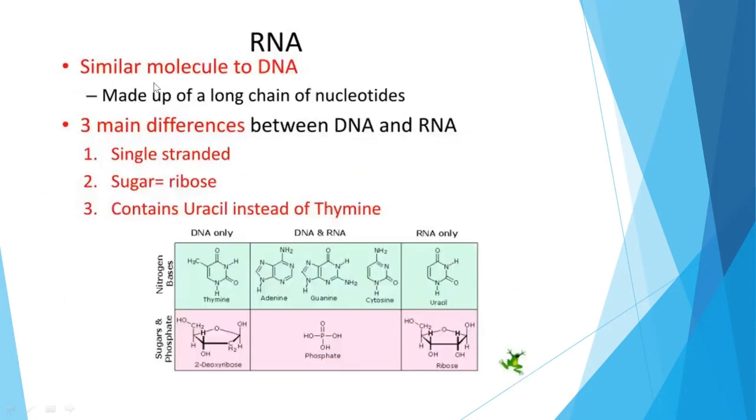RNA is a molecule similar to DNA, and it is made up of a long chain of nucleotides. There are three main differences between DNA and RNA. It is single-stranded, its sugar is ribose, whereas in DNA it is deoxyribose, and it contains the uracil group instead of the thymine group.